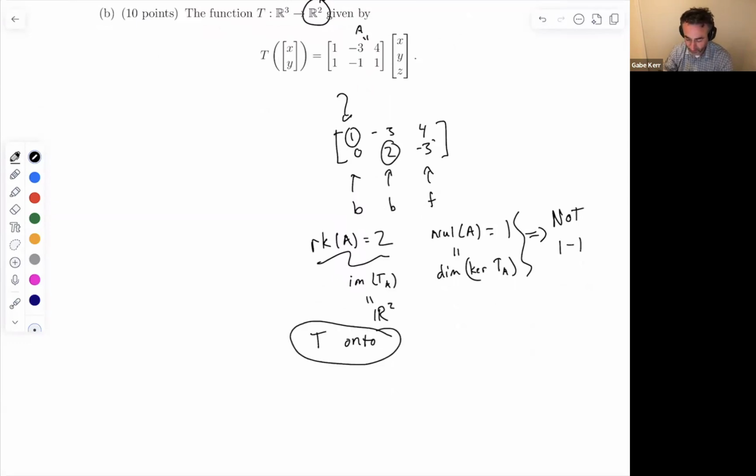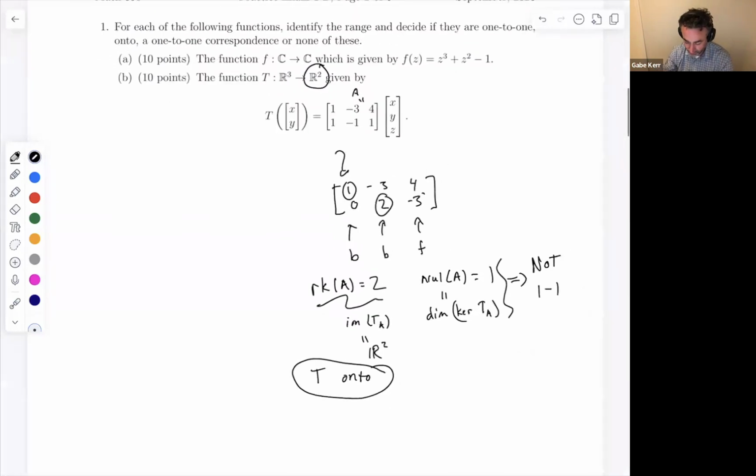And you don't really have to tell me what the range is if it's onto. Does that make sense? So again, the key in answering a question about the properties of a linear transformation, whether it's one-to-one or onto, is row reduction and then identifying rank and nullity. Those two numbers will tell you everything you need to know about onto-ness or one-to-one-ness.